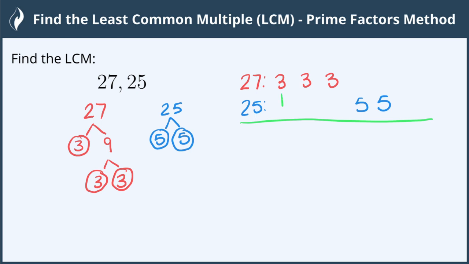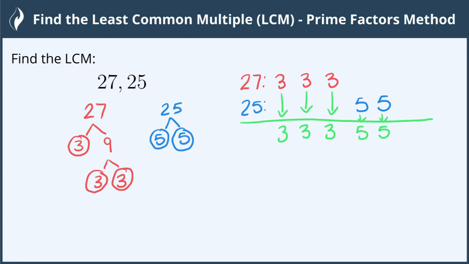And because there's nothing here duplicating with any of these 3s, I can just bring them straight down. So the least common multiple will have all 3 of these 3s. And again, I don't have any duplicates with the 5s, so I'm just going to bring both of those straight down with 5 and 5.